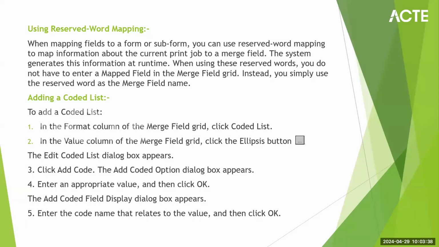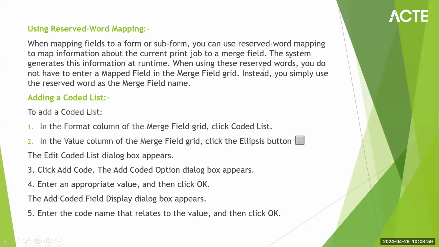Work mapping. There's nothing but some common words which are there for all the forms. When mapping a field to a form or a subform, you can use reserved verb mapping to map information about the current print job to a merge field. The system generates this information at runtime.